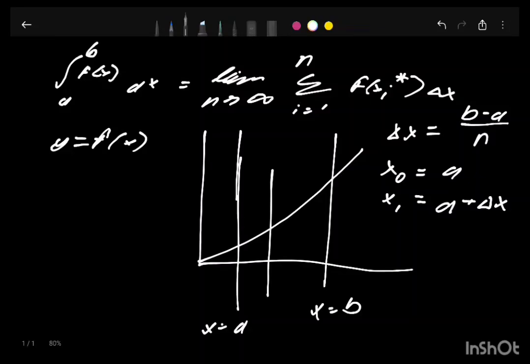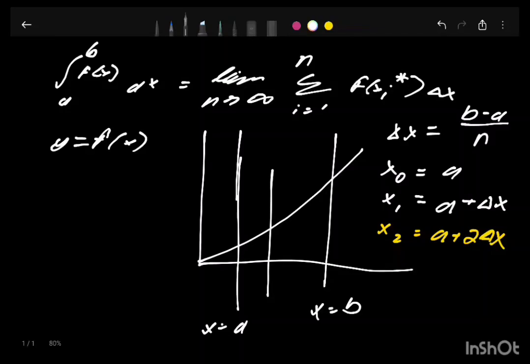Now, why a plus delta x? Because we go from here, and that is added with delta x. Therefore, we get this point, and so on. So we also get x sub 2 equals a plus 2 times delta x, and x sub 3 equals a plus 3 times delta x. Basically, we can have infinitely many subintervals.